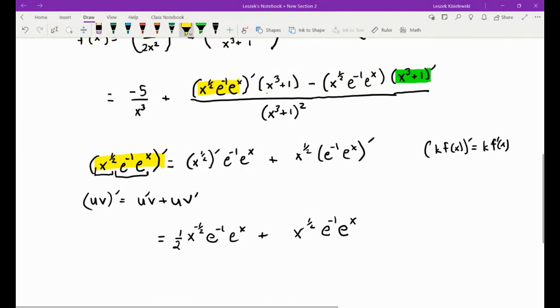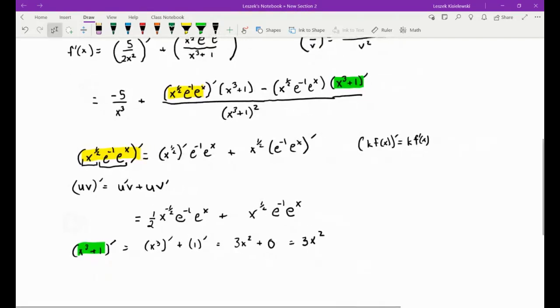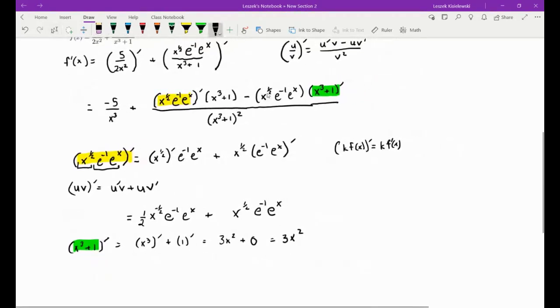So that takes care of this derivative. So now the derivative of x cubed plus 1, differentiating term by term, power rule, and the derivative of the constant is 0. So now we're going to pull all the pieces together and write out the full derivative here.